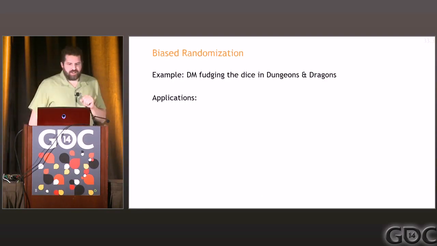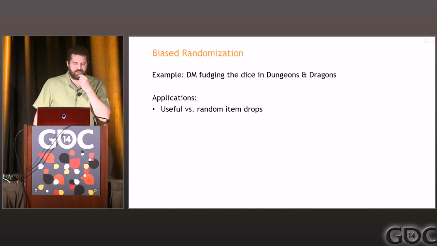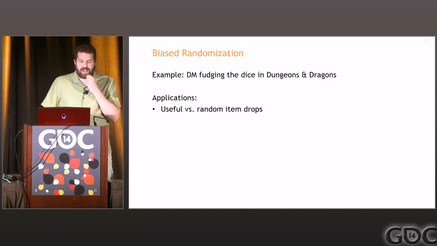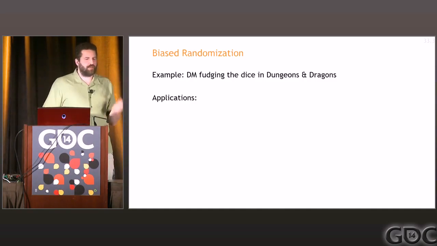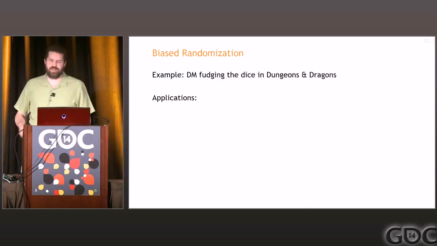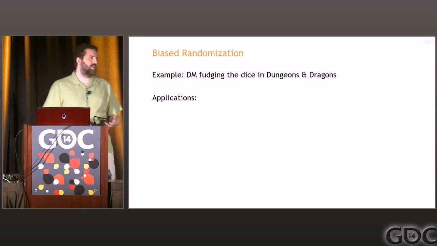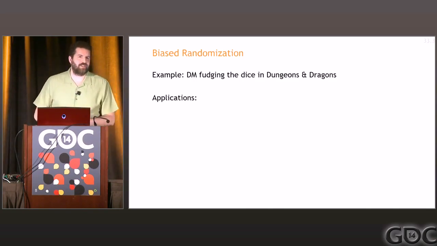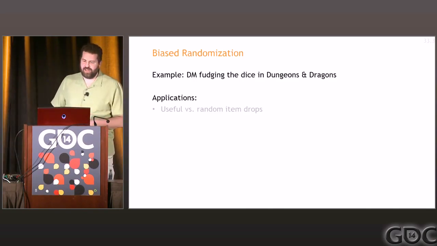So I'm running low on time, so I'm going to just plow through the rest of this really quick. Biased randomization is interesting. If you've ever played Dungeons and Dragons, your DM may or may not have lied to you for the good of the many, right? A blow that might have killed a critical character maybe missed when it shouldn't have.